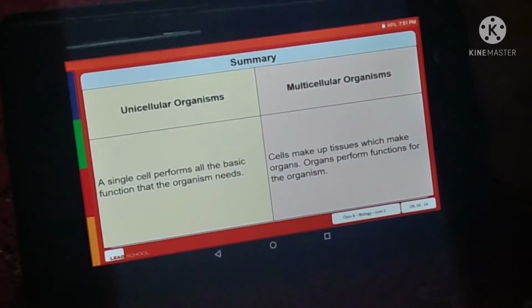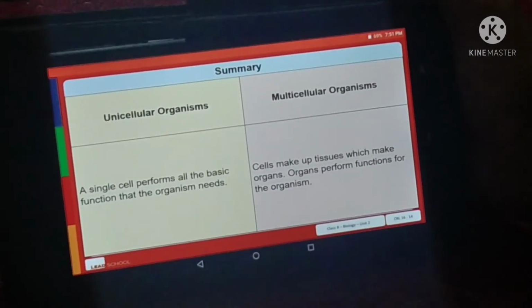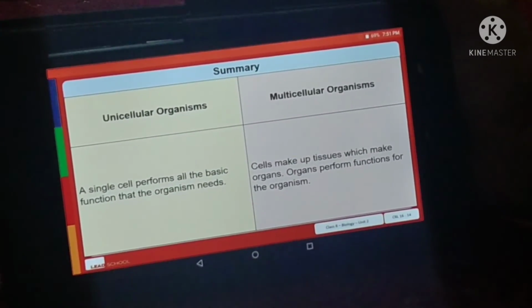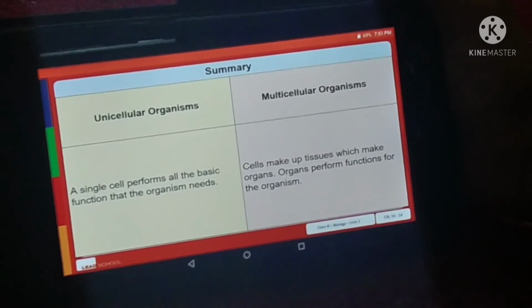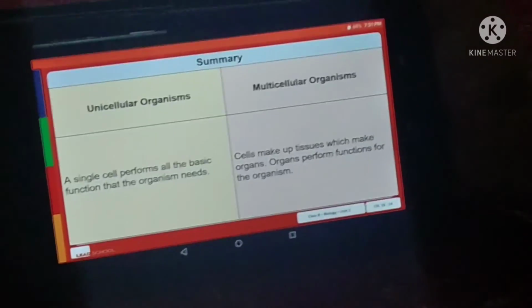We have learned that while a single cell performs all the basic functions of life in unicellular organisms, in multicellular organisms, organs and organ systems perform different functions.